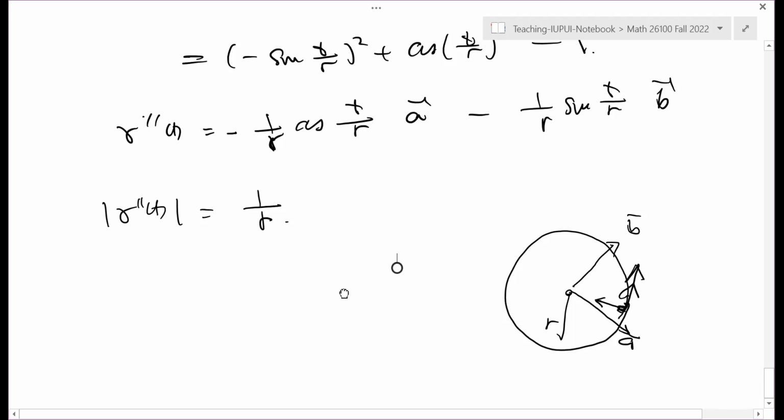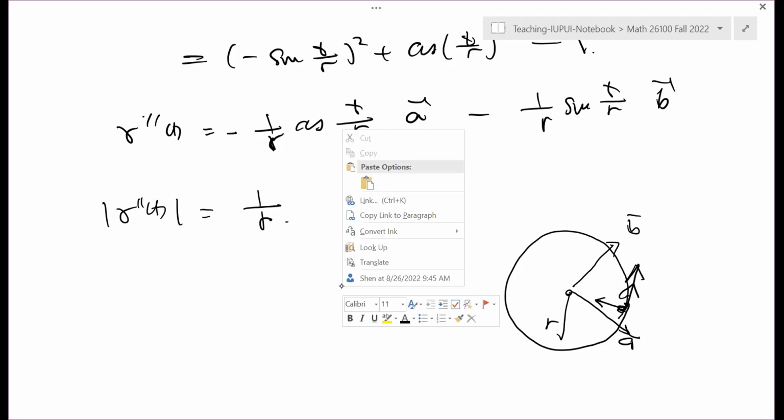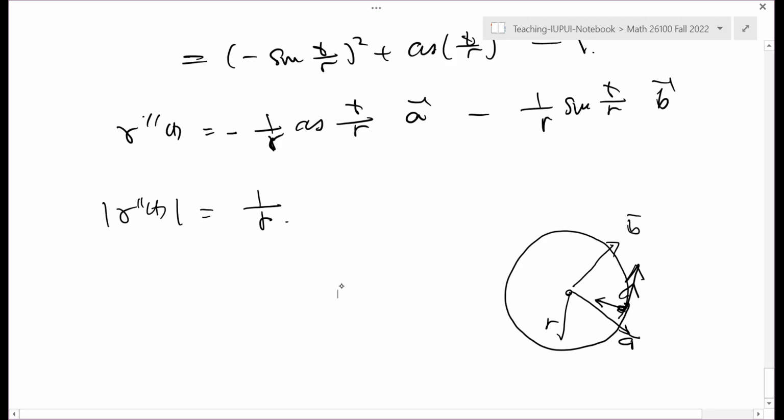So you have to begin with a special parameter, right? Make sure that it is unit speed. And if it's not unit speed, this is a little bit more complicated.